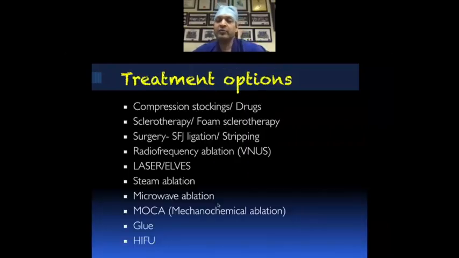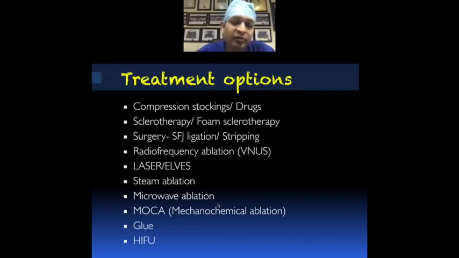Now there are various treatment options which are available in the market. Besides stockings and drugs, there are sclerotherapy, radiofrequency, surgery, lasers, RF, steam, microwave, glue, HIFU. You can see the variety of options which are available. My personal favorite, of course, is always laser, and there are various reasons for that. But we are just going to touch base on one slide of each other procedure also, so that anybody who is not aware of the other procedures gets at least basic knowledge about all of them.